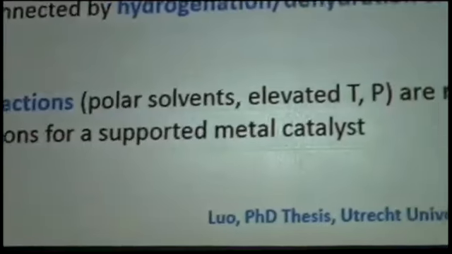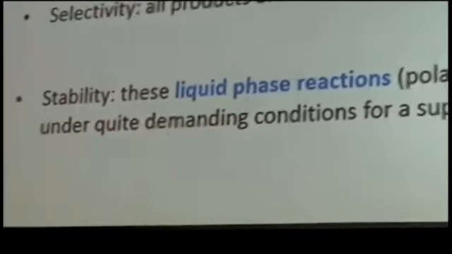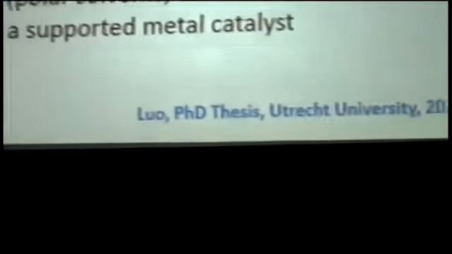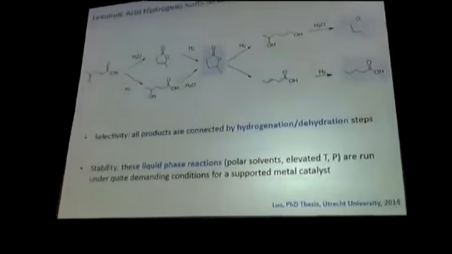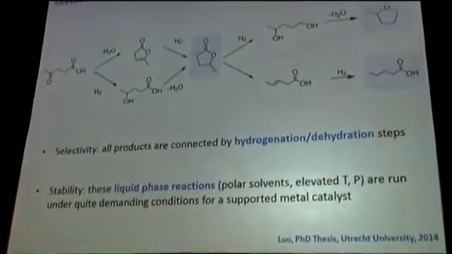So we wanted to see what kind of conditions our catalyst could withstand and when it would break down, when it would deactivate. As also said in one of the previous talks, we expose our catalyst to liquid phase conditions in polar media under high temperature and high pressure, which are basically conditions that our catalysts don't like very much. These are very demanding conditions, and we want to know what they can stand, what they cannot stand, and how to deal with this deactivation.